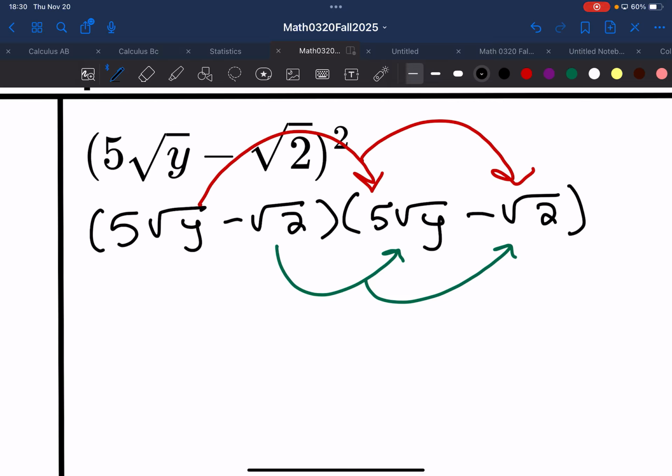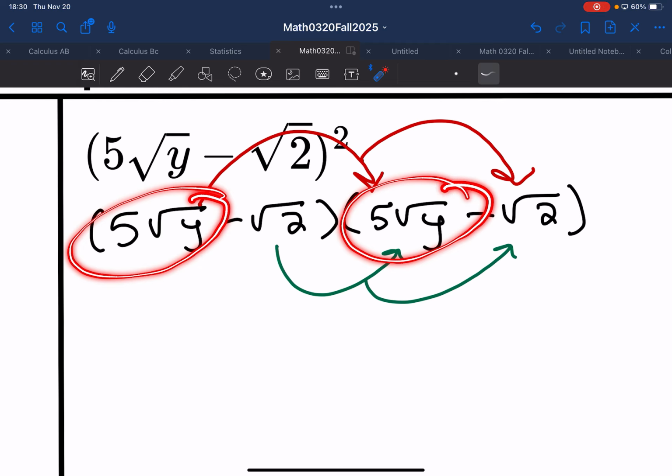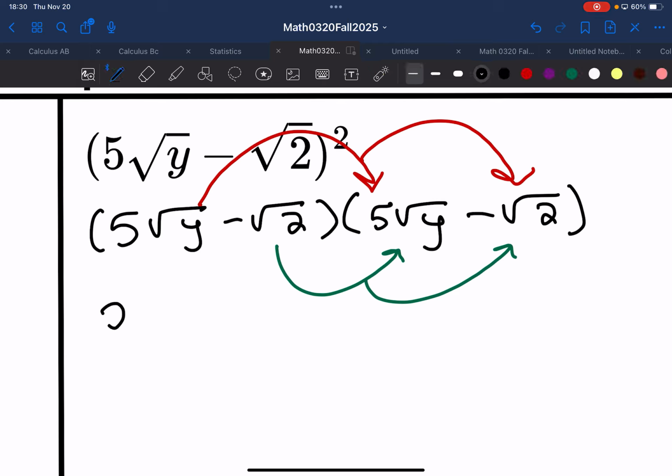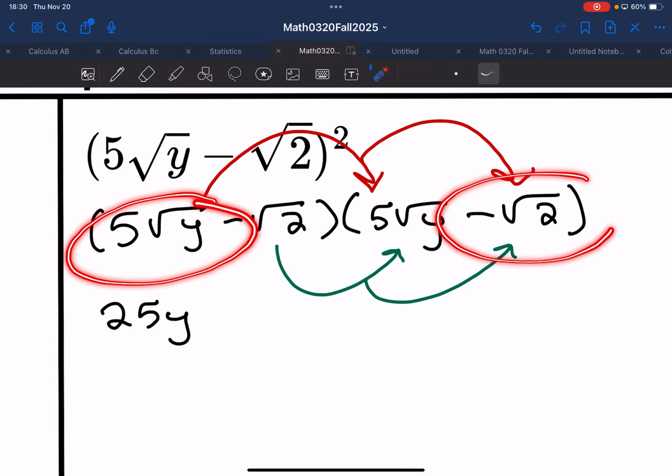We're still fine doing this mentally? Yes. Okay. So 5 square roots of y times 5 square roots of y. 25 what? Yep, 25y. Right? Because square root of y times square root of y is square root of y squared, which cancels and we're left with just y. So we have 25y.